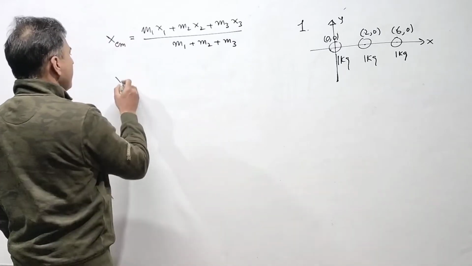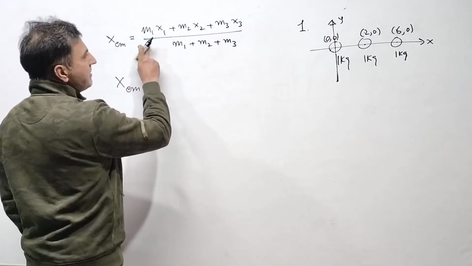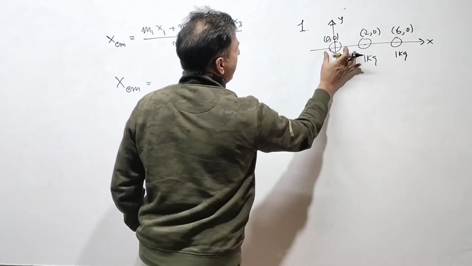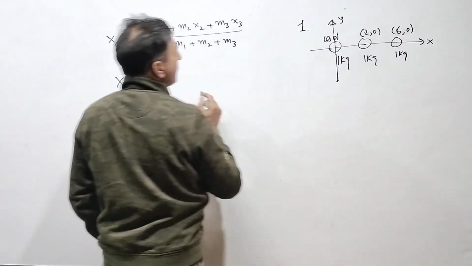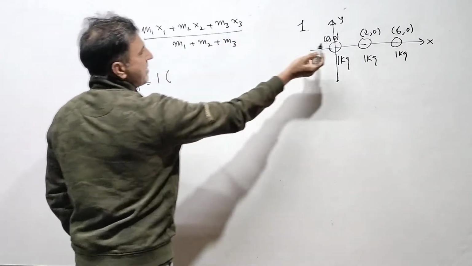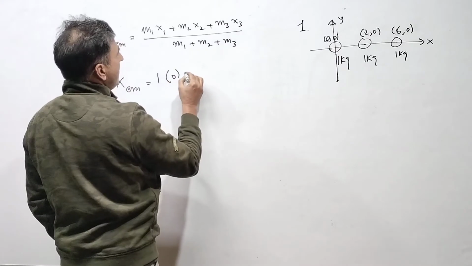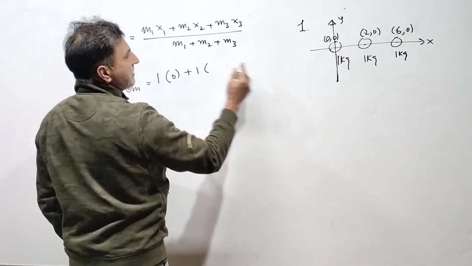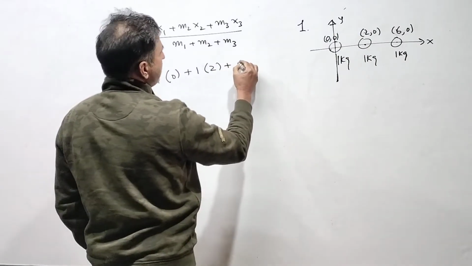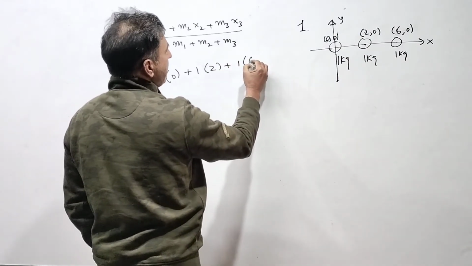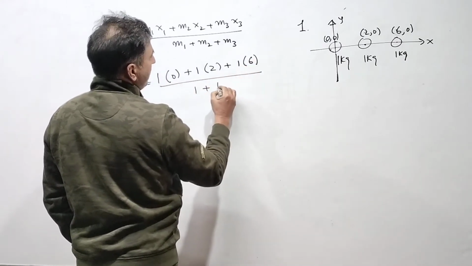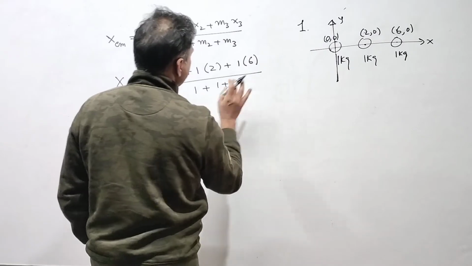Now x_cm equal to, what is m1? Take this as 1, 2 and 3. This is m1, this is m2, this is m3. So what is m1? That is 1 kg. What is the x coordinate? That is 0. m2, again 1 kg. What is the x coordinate? That is 2. What is m3? That is 1 again. What is the x coordinate? That is 6. Divided by 1 plus 1 plus 1, since all the three masses have 1 kg each.